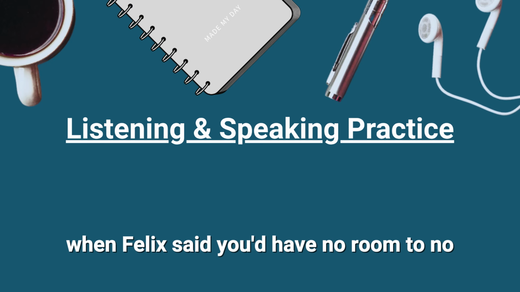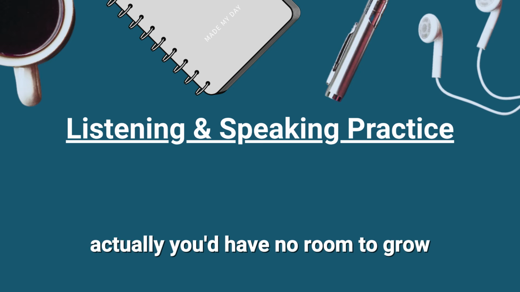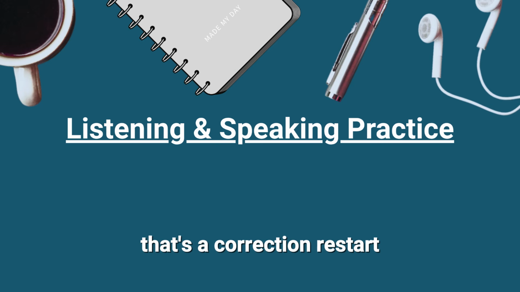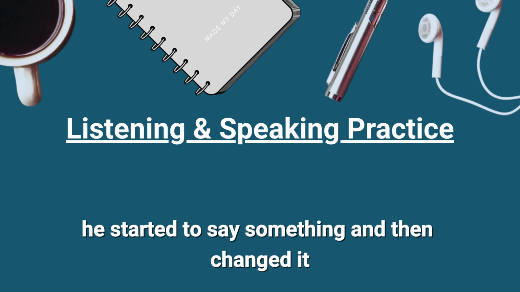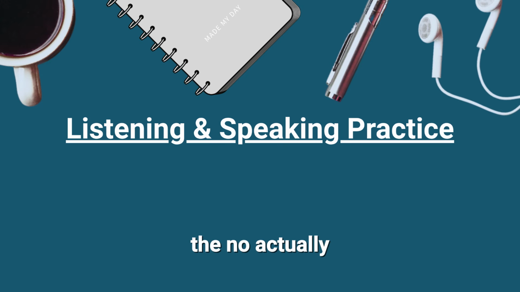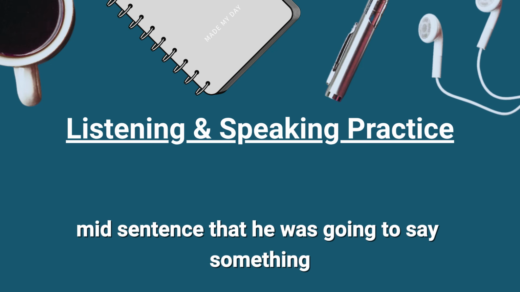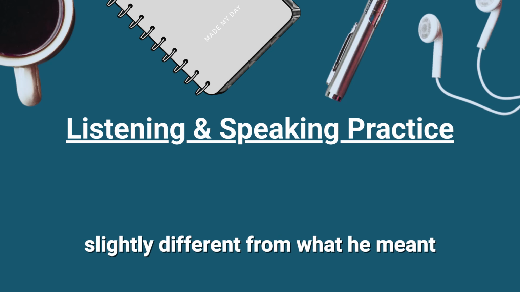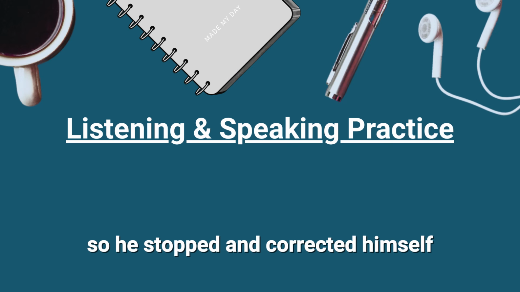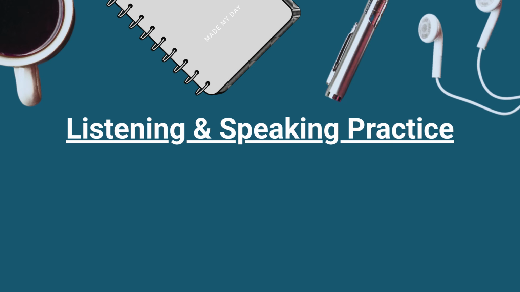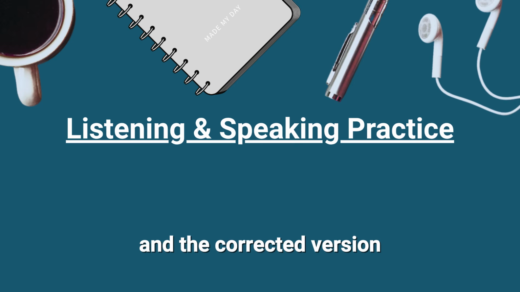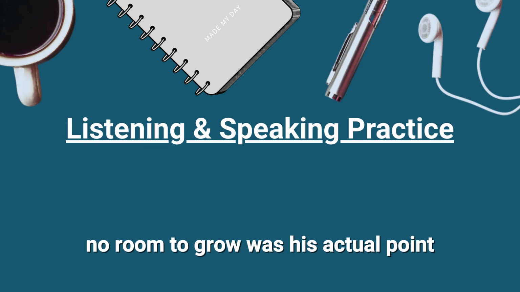When Felix said, "You'd have no room to," no, actually, "you'd have no room to grow." That's a correction restart. He started to say something and then changed it. The "no actually" is the signal. He realized mid-sentence that he was going to say something slightly different from what he meant. So he stopped and corrected himself. And the corrected version, "no room to grow," was his actual point.